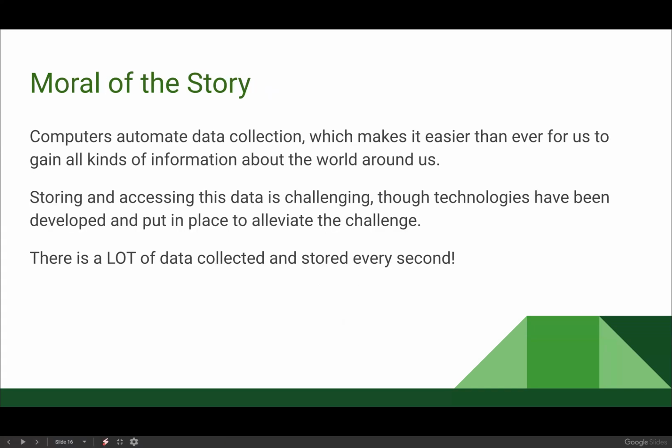So the moral of this story is that computers can help us automate data collection, which makes it easier for us than ever to gain all kinds of information about the world around us. Storing and accessing this data can be challenging, although lots of technologies have been developed and put in place to help alleviate this challenge. You can use databases, you can use database query languages, all these kinds of things. And like we've been talking about, there is so much data being collected and stored every single second. There's data being collected all the time.